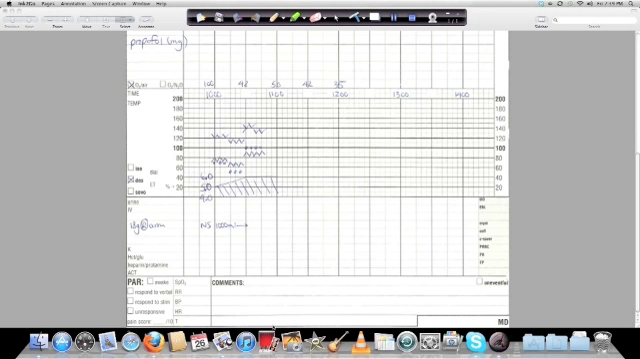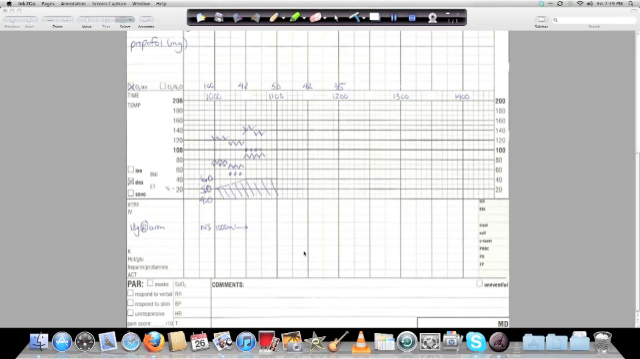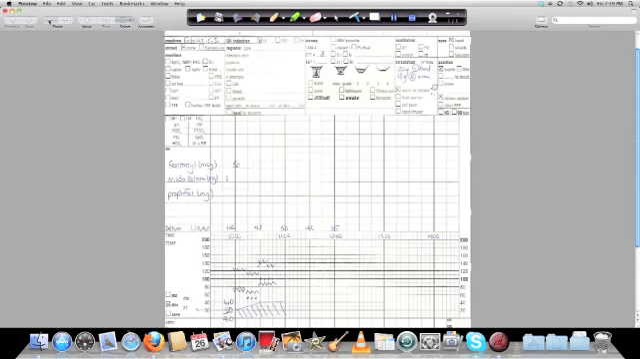So for example, if this patient was particularly difficult to intubate, you might make a comment about that here and what you used to make sure that you were able to secure the airway. But yeah, for the most part, that's the anesthetic record and a brief introduction to it.